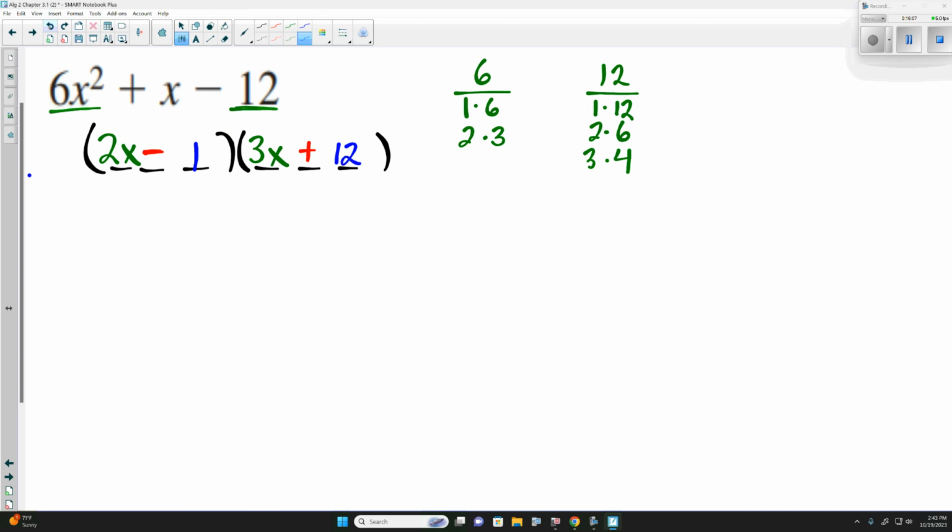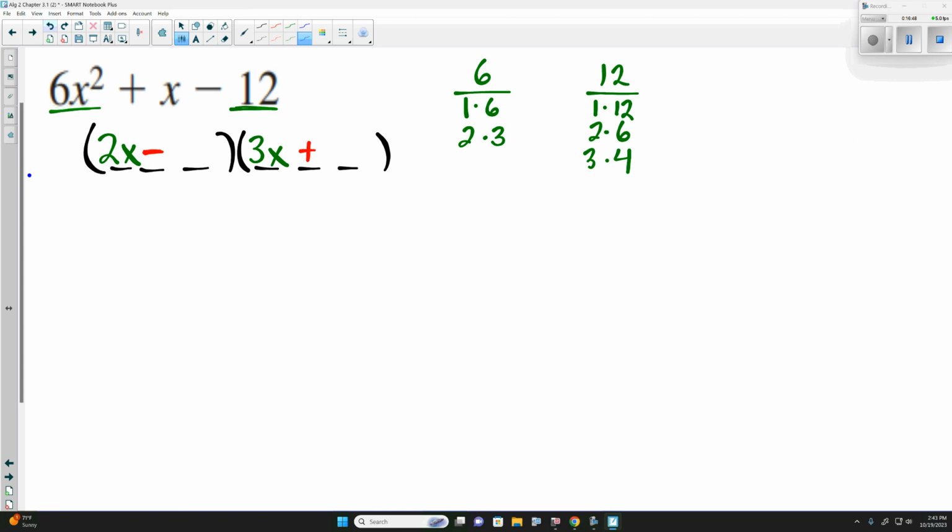Now, if I switched it and said 12 and 1, would this work? Well, here we have 2x and 12, yes? They have a greatest common factor of 2. That doesn't work. And if we did check it, 2x times 1 is 2x. Negative 12 times 3x is negative 36x, which gives us negative 34x. It doesn't work. So that's telling us that 12 and 1 don't work.